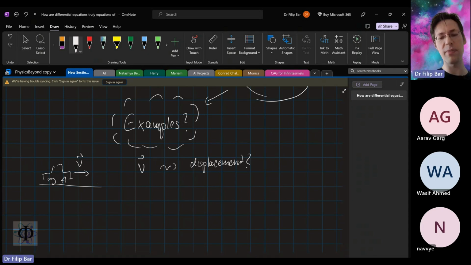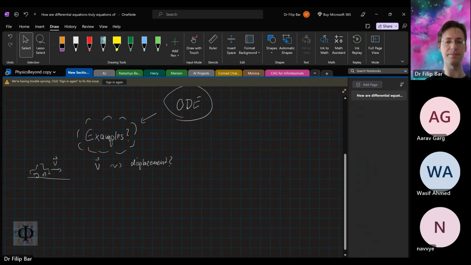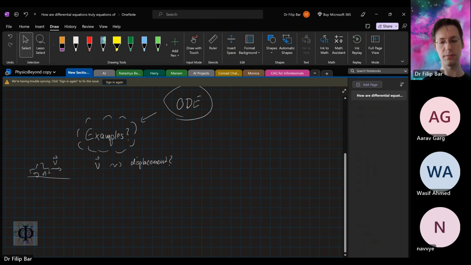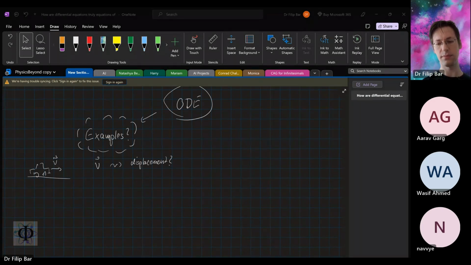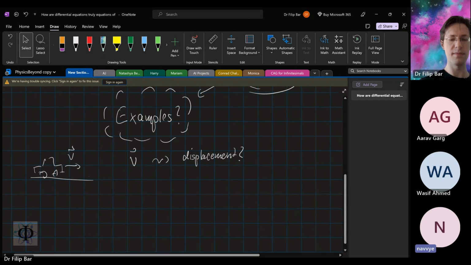So this is a point where you've already encountered a differential equation. Now the question is, why is that a differential equation? Nave, why is that a differential equation? I think it has to do with the fact that velocity is the rate of change of displacement. Exactly. And therefore, yeah, well done. So that's it, right?